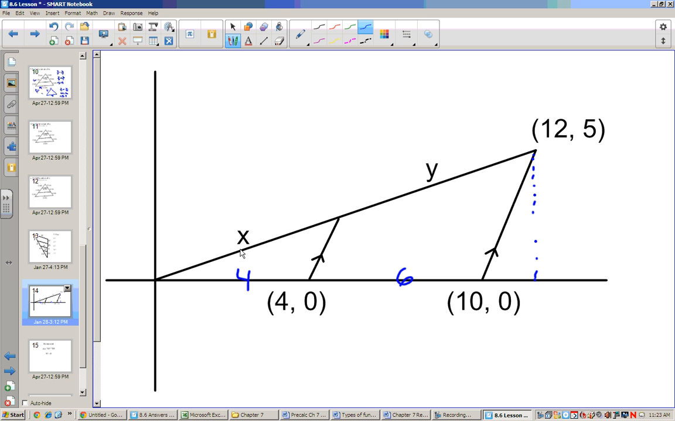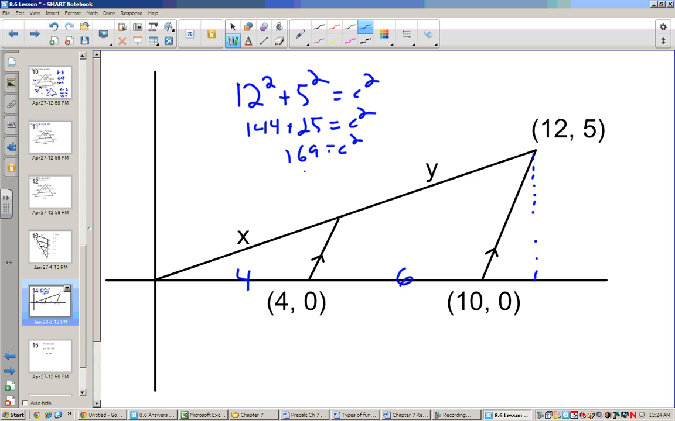Because the point 12, 5 means we move to the right 12 and up 5. So to find the distance of x plus y, I can do 12 squared plus 5 squared equals c squared, or 144 plus 25 is 169. And if I square root that, this entire distance is 13.